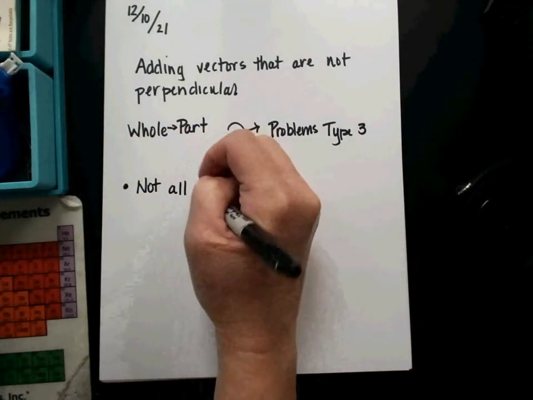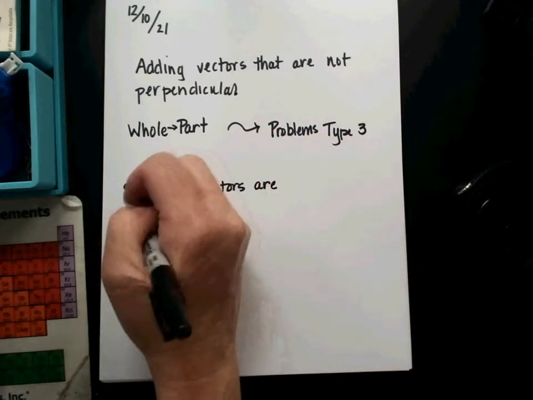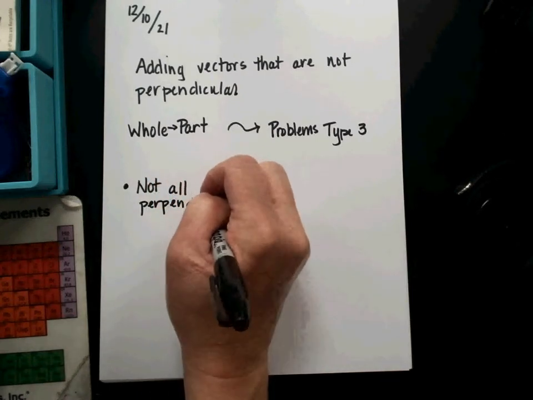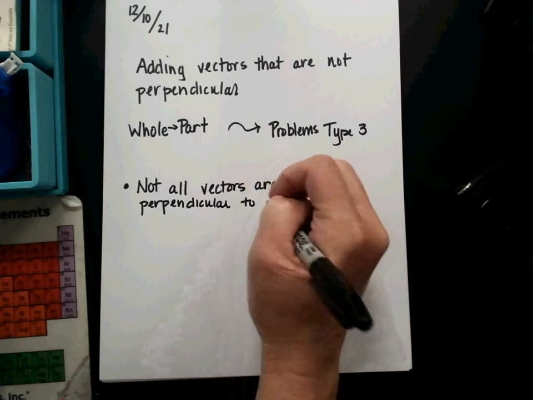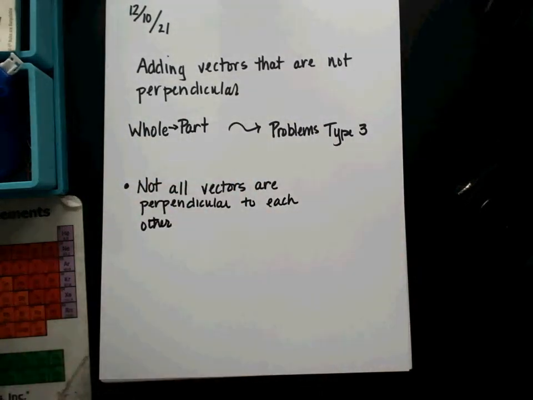Not all vectors are perpendicular to each other, even though everything we've done so far, like when we started this using the Pythagorean theorem, we had right triangles, we had the x and the y components, it worked well. But if you're traveling in a way that you're not doing 90-degree angles all the time, you have to have a way to work with that.